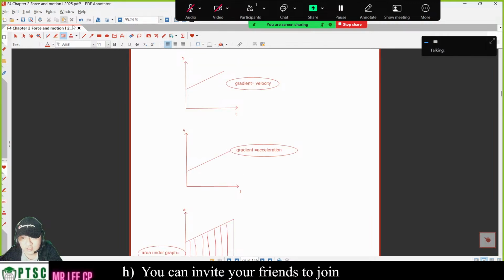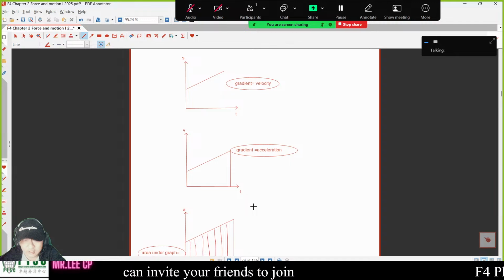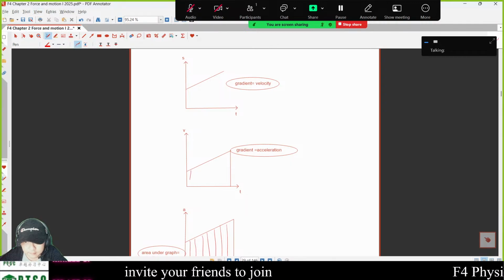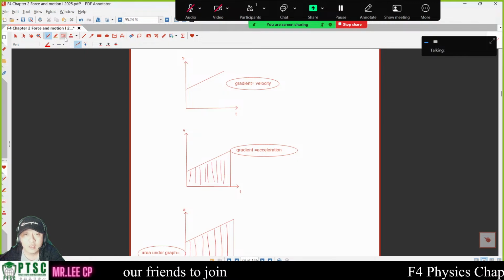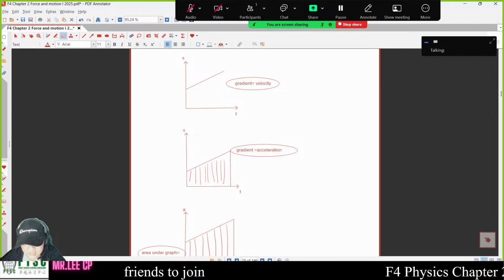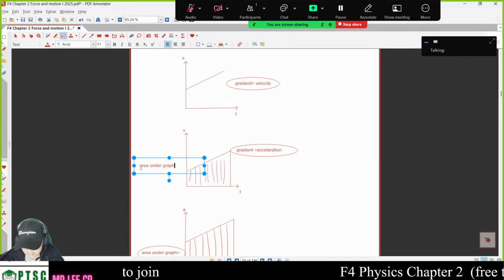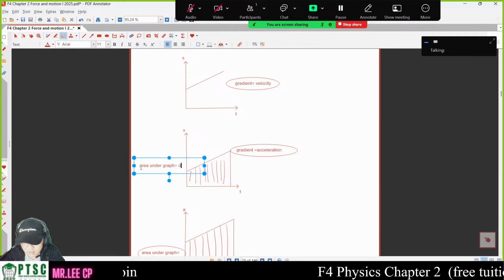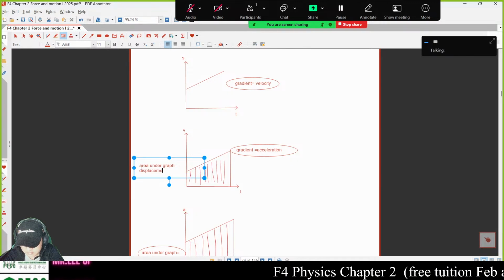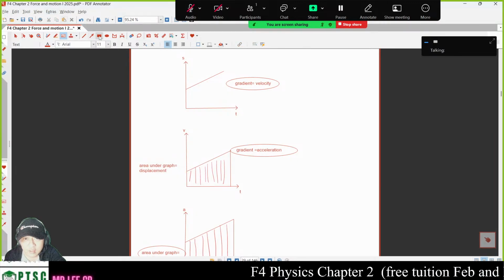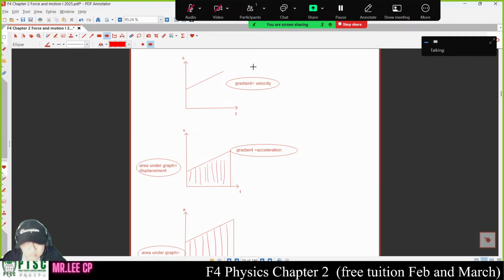Now, here, I want to find the area under the graph here. Area under the graph of the velocity time graph, VT graph, area under the graph is displacement. Area under the graph of the VT graph is your displacement.